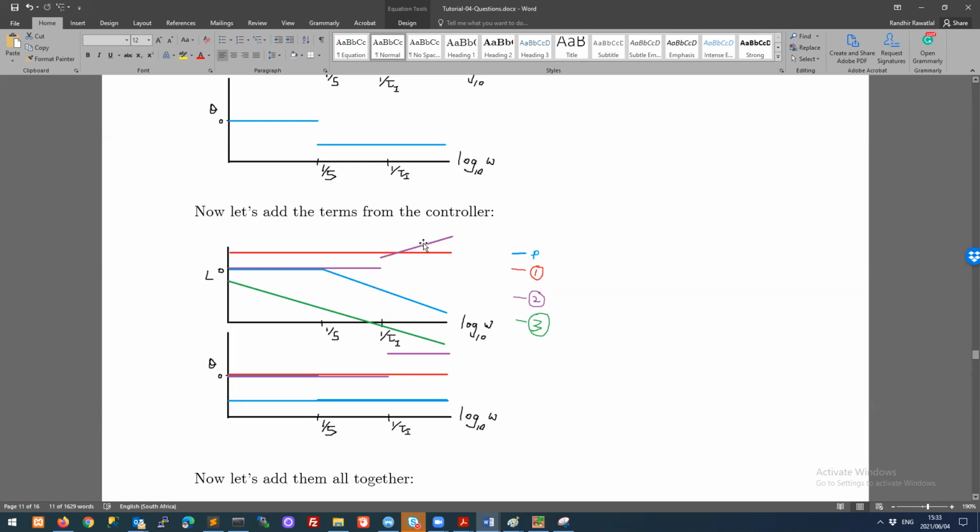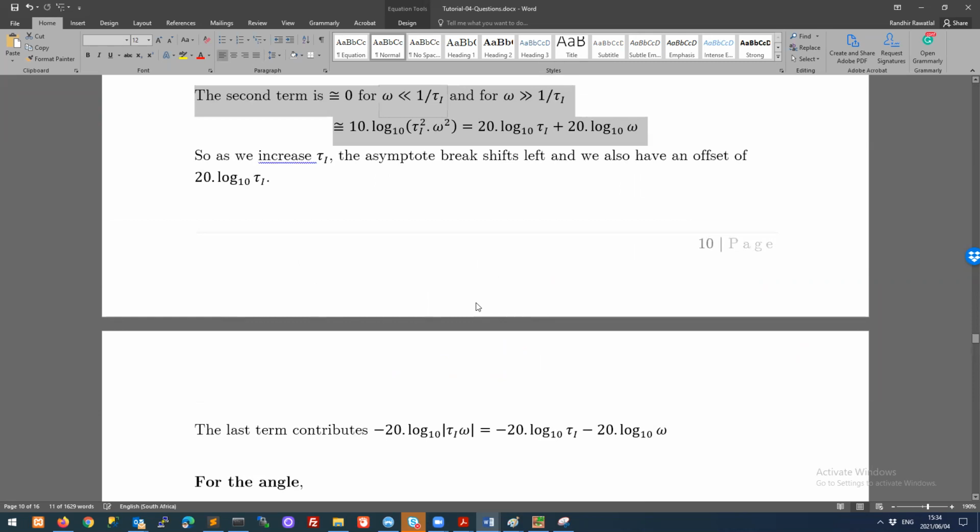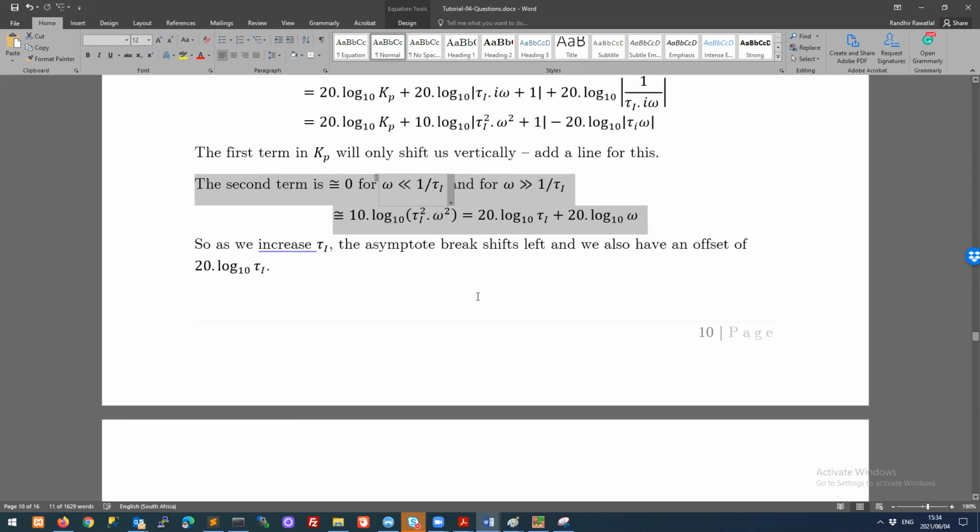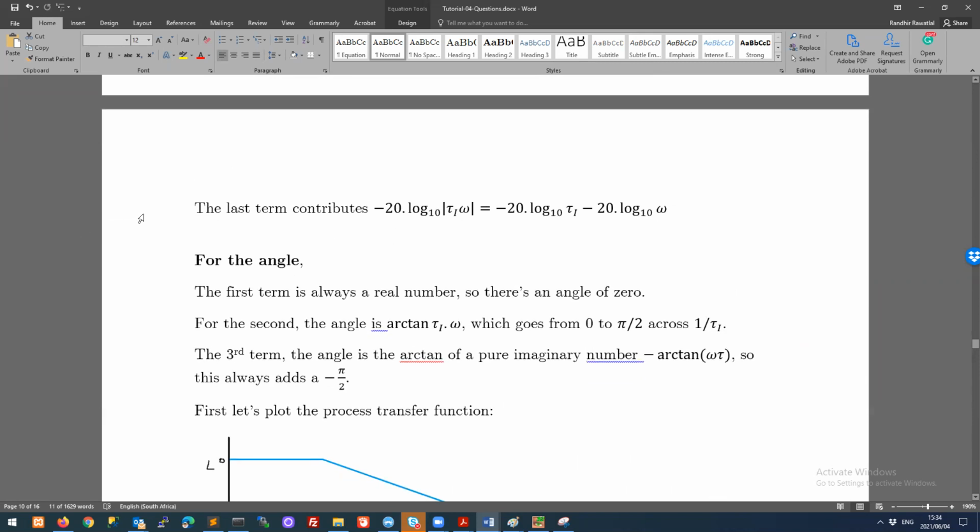So that's the L part. And then for the theta part, it's 0 for low omega, and then it goes to plus 90 degrees as omega increases. So the angle part is 0 and then plus 90 degrees. So this is the contribution from the second term. And then for the third term, the last term looks like this.